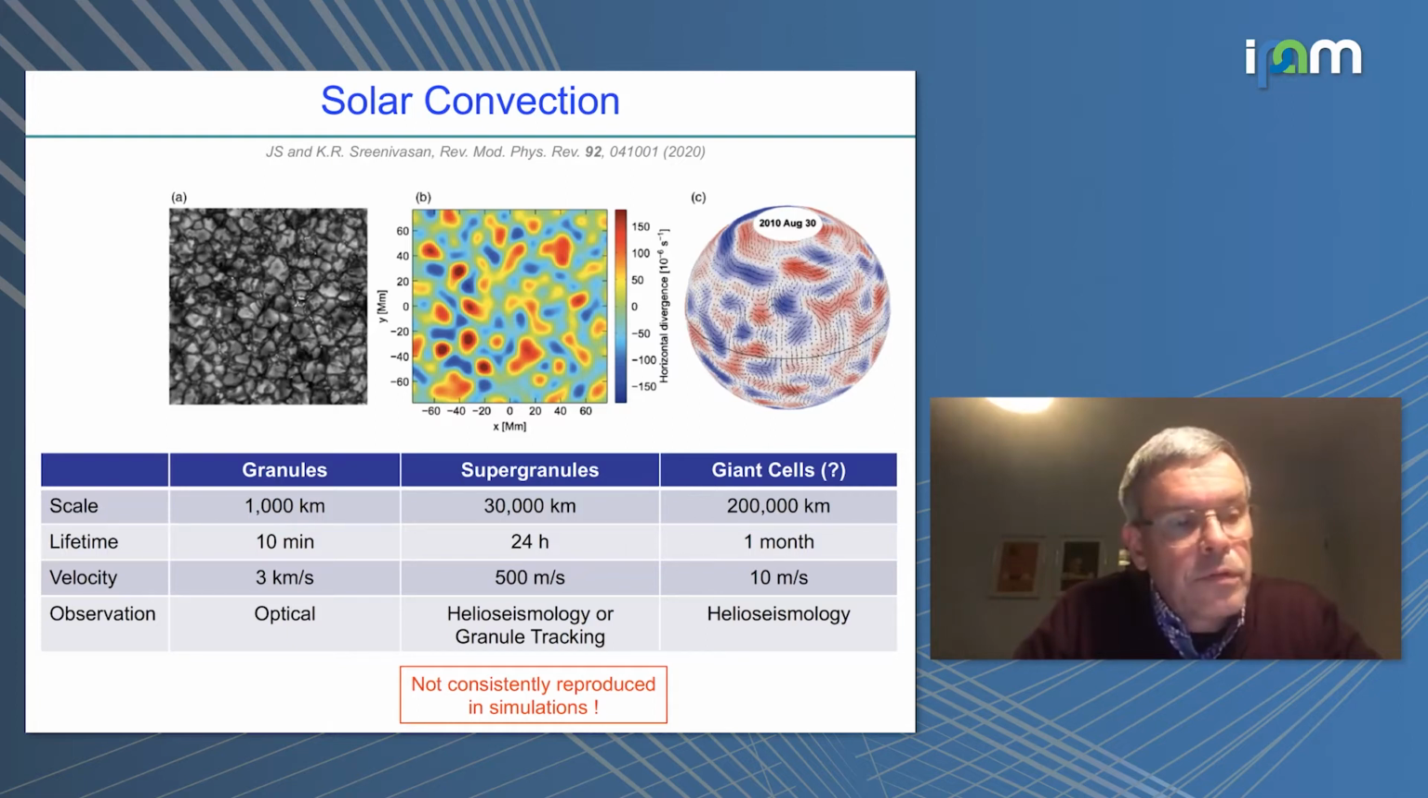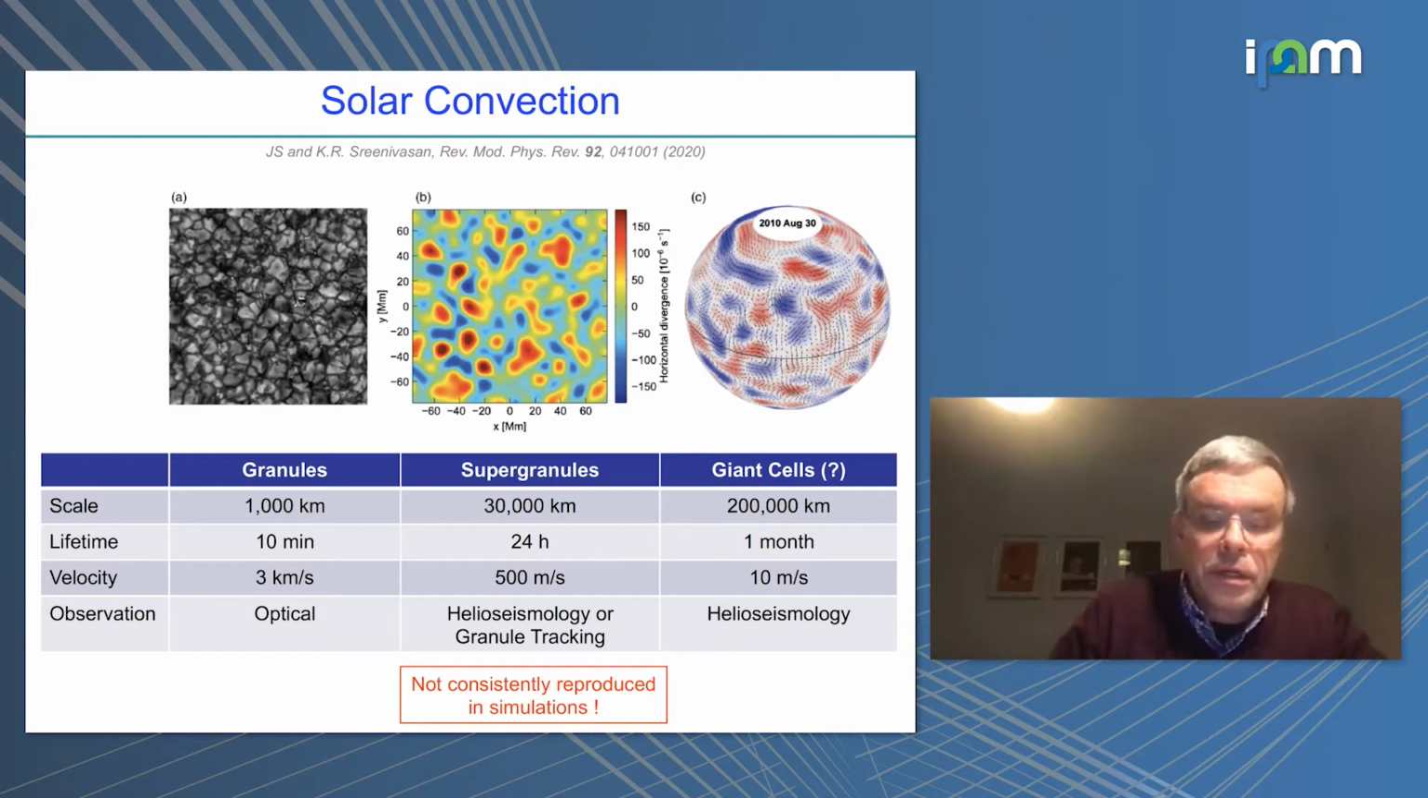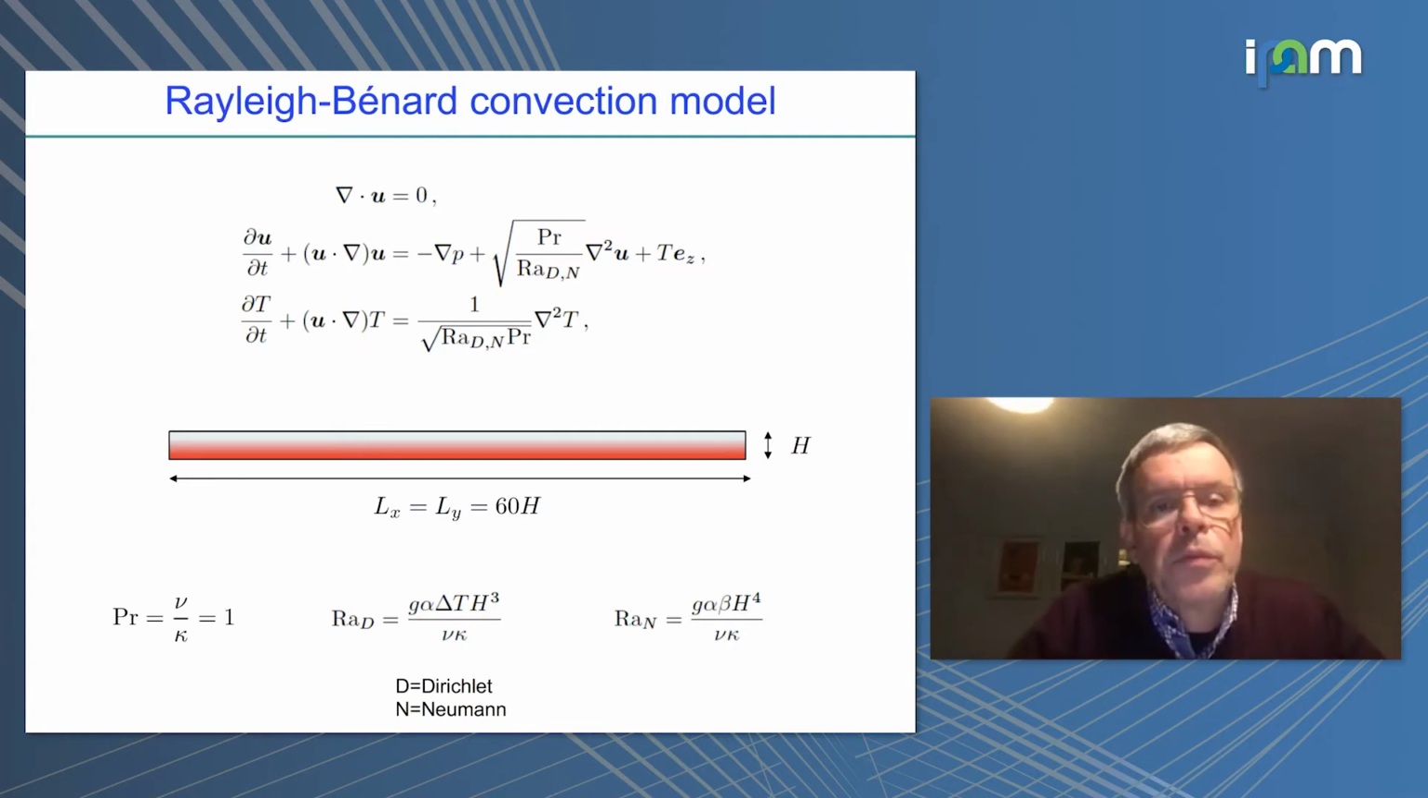Our motivation is to go to a much simpler system and to see what happens there if we vary the boundary conditions. That will be the Rayleigh-Bénard convection flow. You see the model which we are simulating in direct numerical simulations on this slide.